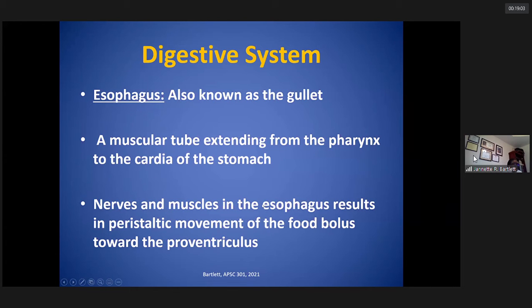You have nerves and muscles in the esophagus that result in peristaltic movement of the food bolus toward the proventriculus. So once the food is swallowed, it is that muscular action in the esophagus that pushes the food down into the stomach. So that's what the esophagus serves in this case, as it relates to digestion.